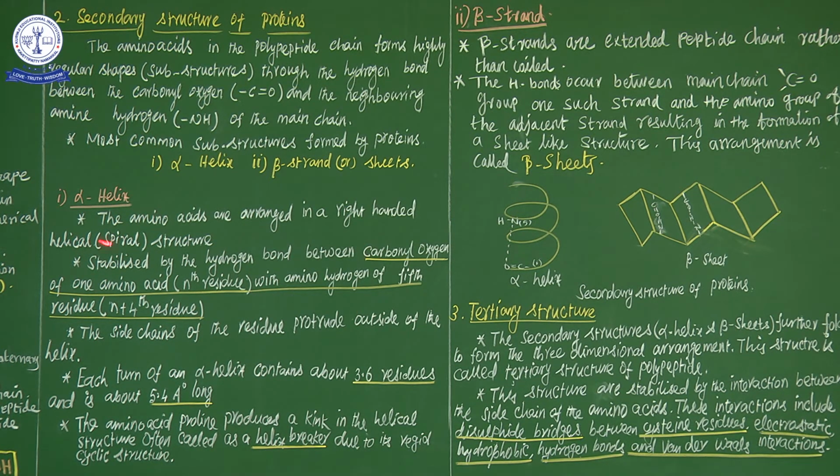So the right-handed helical structure is stabilized by the hydrogen bond between the carbonyl oxygen of one amino acid, the nth residue, with the amino hydrogen of the fifth residue, that is the n plus fourth residue. It forms between these two. Look here, this is the structure of the alpha helix. So what will be there in the structure of this alpha helix?